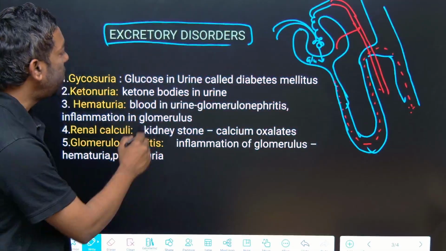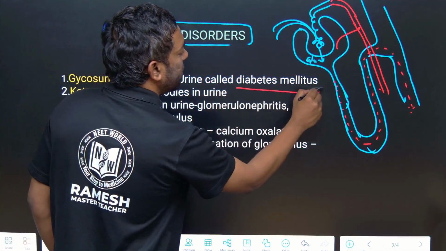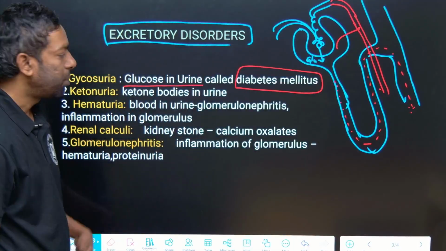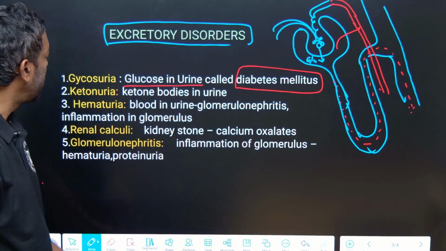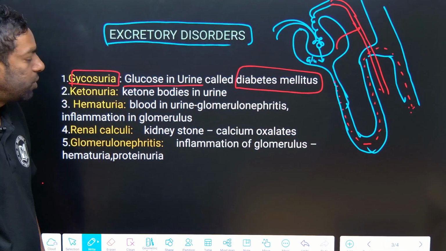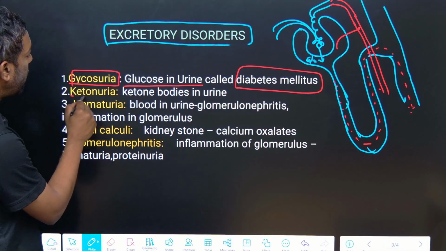This is about diabetes mellitus. Glucose presence in the urine is called diabetes mellitus or glucosuria. Next, ketonuria.